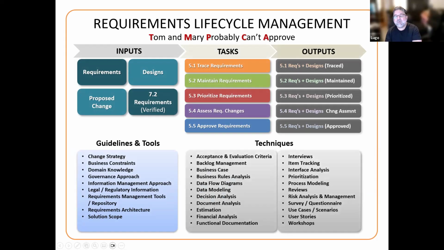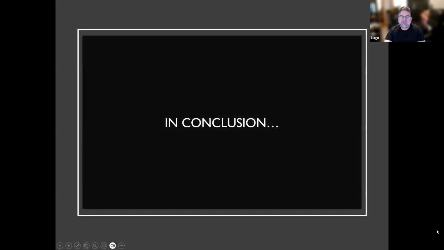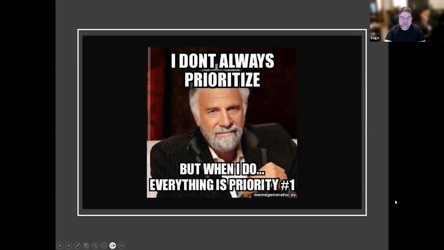This is actually a one-page cheat sheet that I put together for myself that I keep next to my desk, printed, so that I can glance at it whenever I am presenting or talking to others or having conversations for that matter. And finally, in conclusion, I don't always prioritize, but when I do, everything is priority number one. Thank you.